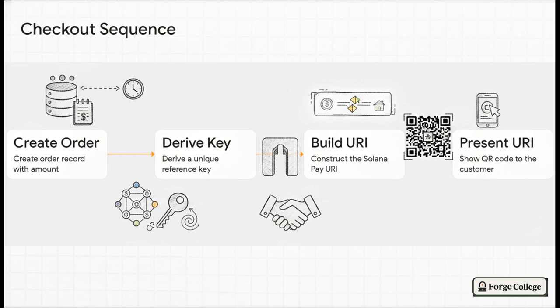Step 3. Construct the payment URI. This URI packages up the USDC token mint, the numeric amount, the destination merchant account, and our trusty reference key all into one single string. And step 4. Present that URI to the customer as a QR code or a clickable deep link. Think of this URI as effectively a digital contract, just waiting for the payer's wallet to sign it.